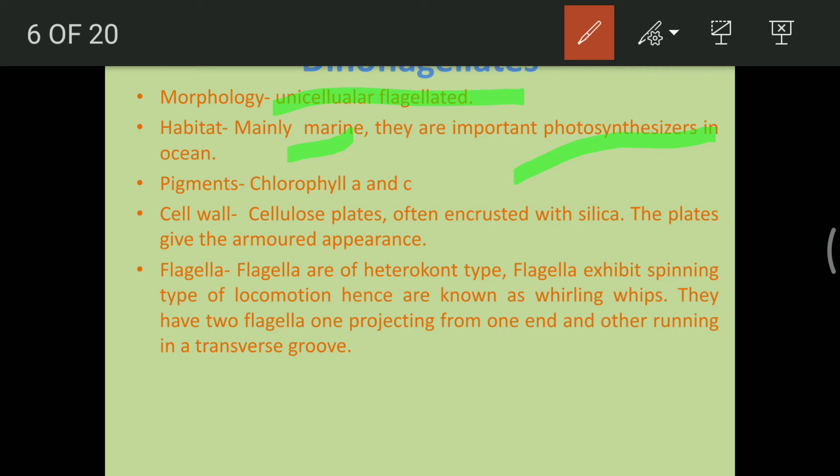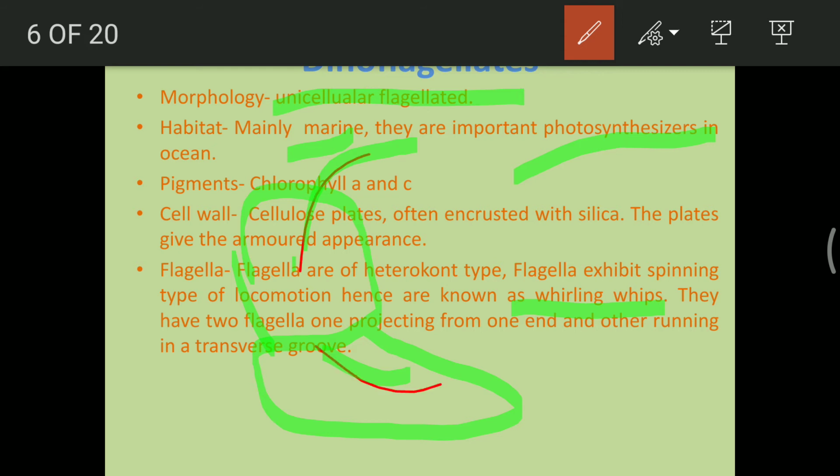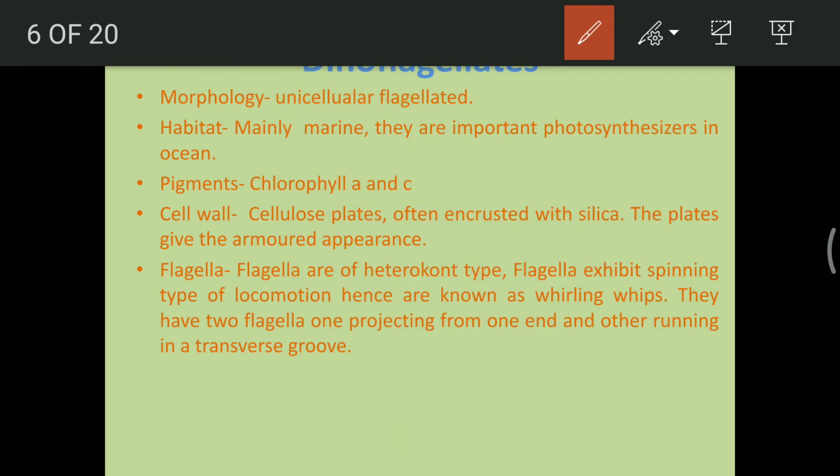Flagella exhibit a spinning type of locomotion, hence they are known as whirling whips. They have two flagella, one projecting at one end, whereas the other one lies in the transverse groove. So if we think about the body of the organism, it is somewhat like this. One flagellum will be at the top, whereas the other one will be from the center. So see, this is the flagellum at one portion, another flagellum at this. So this is how the flagella look.